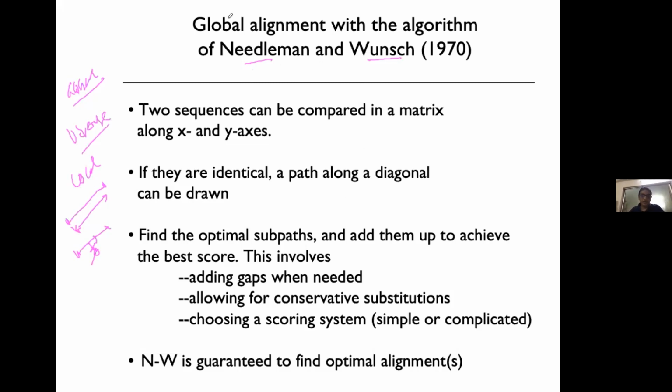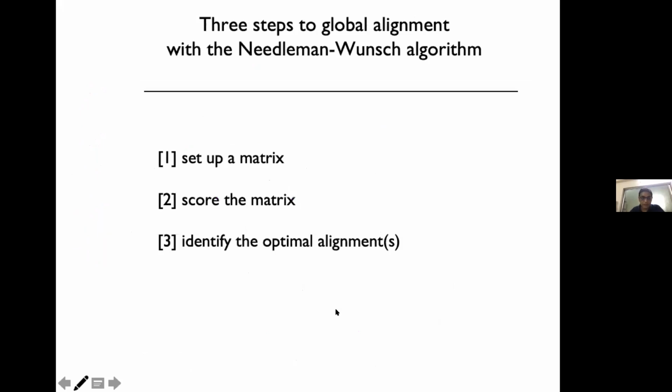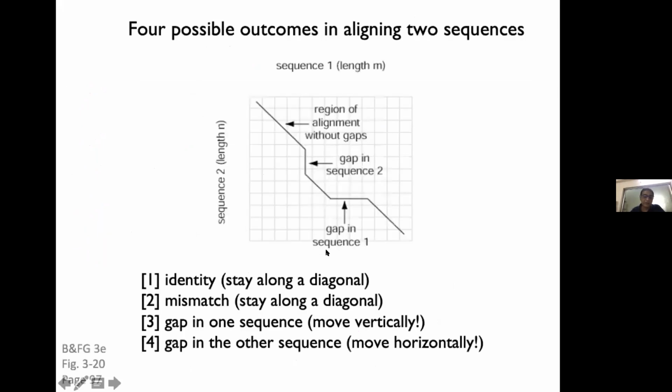What do we do? We design a matrix along the x-axis and the y-axis, and if they're identical, a path along a diagonal can be drawn. So if they're identical, it goes along the diagonal, and we can add gaps along with conservative substitutions. That's for the amino acid sequences, and we choose the scoring system. So there are 3 steps: we set up a matrix, score the matrix, and identify the optimal alignment. Okay.